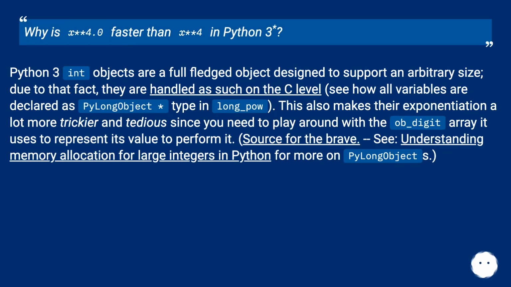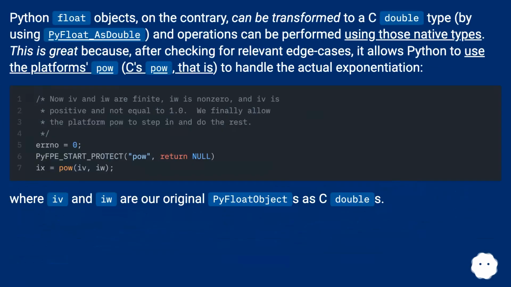Source for the brave: C. See Understanding memory allocation for large integers in Python for more on PyLongObjects. Python float objects, on the contrary, can be transformed to a C double type by using PyFloat_AsDouble, and operations can be performed using those native types. This is great because, after checking for relevant edge cases, it allows Python to use the platform's pow, C's pow, that is, to handle the actual exponentiation.